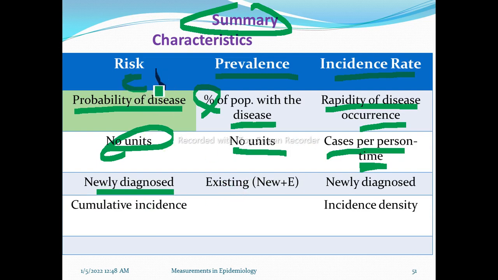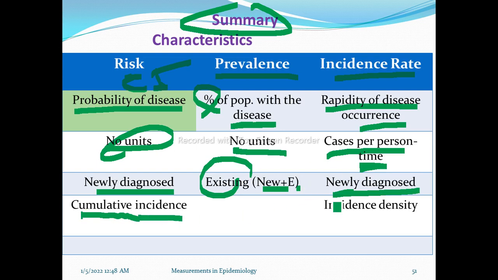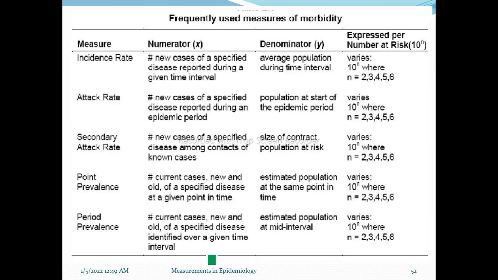Risk is, by the way, cumulative incidence. So in the case of cumulative incidence, it is the probability of disease, with no unit. Incidence rate is the rapidity of disease, with person-time as its unit. Risk is newly diagnosed cases. Also incidence is newly diagnosed cases. But in the case of prevalence, it is all cases, meaning new plus existing cases. An example for risk is cumulative incidence. An example for incidence rate is incidence density. So this is the difference.